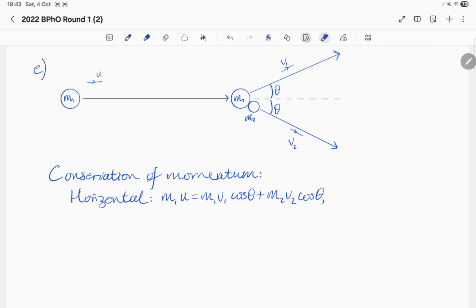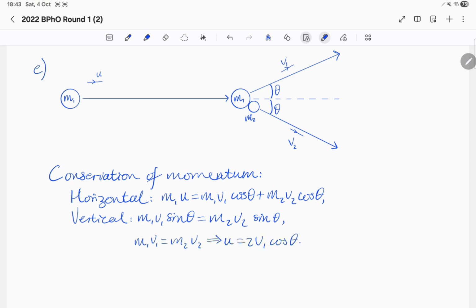Firstly, we'll use conservation of momentum in the horizontal direction and determine that m1u is equal to m1v1 cosine theta plus m2v2 cosine theta. We'll also use conservation of momentum vertically to determine that m1v1 sine theta is equal to m2v2 sine theta, and therefore m1v1 is equal to m2v2. Combining these two means that we have u is equal to 2v1 cosine theta.